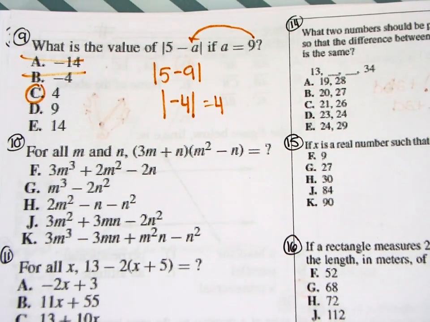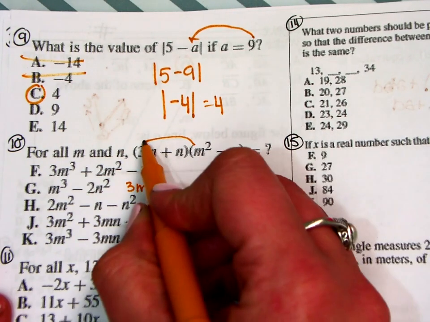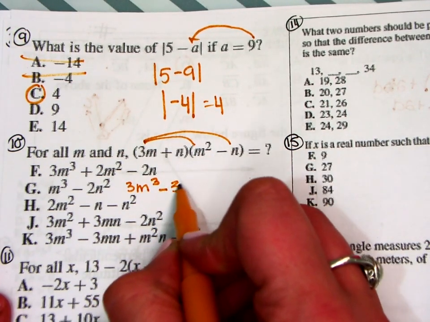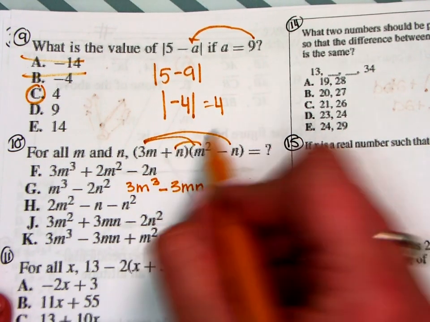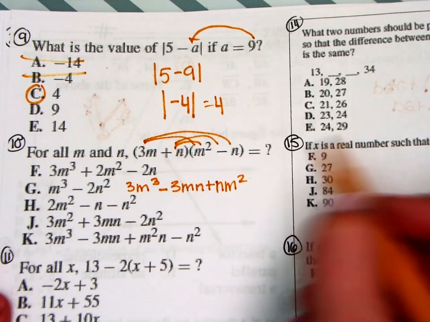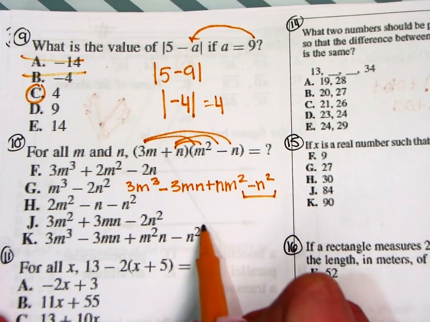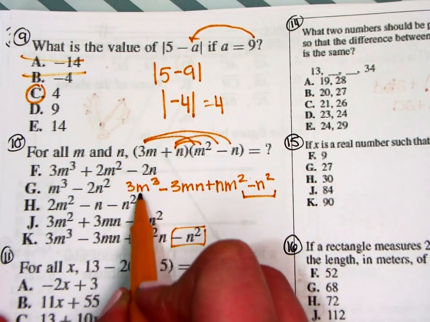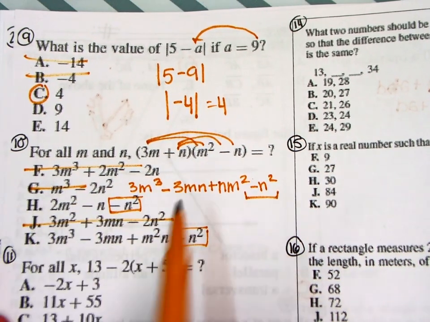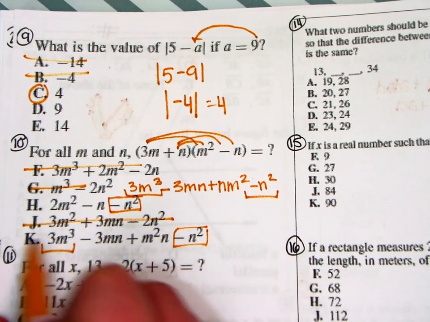Number 10. What we're going to do is multiply. We got to distribute here. So 3m times m squared is 3m to the third. 3m times negative n is negative 3mn. n times m squared is positive nm squared. n times negative n is negative n squared. We cannot combine any of that, so looking at my problem, I should definitely have a negative n squared. So I've got that here, and I got it here. So I know that all of these are out. Then I also know right here that I should have a 3m cubed. Well, 3m cubed is here, so it is K.